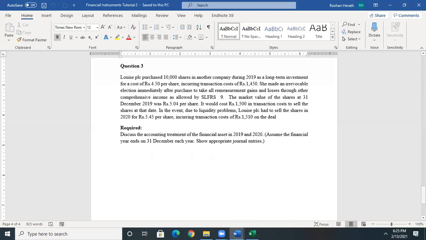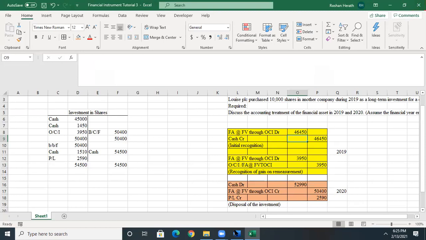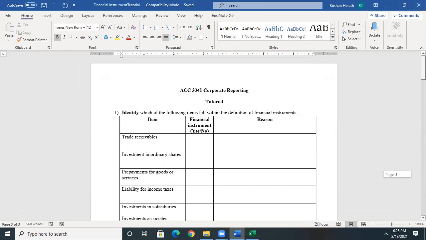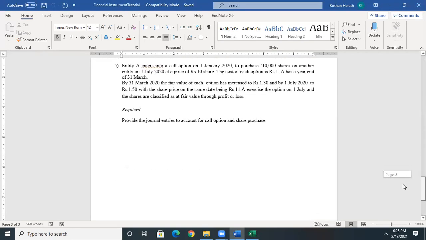Now let us look at the question that we have not discussed in the first tutorial. In the very first tutorial, there was one last question I want to discuss. It's a derivative. So now we are going to start our discussion on derivatives. Let's discuss the derivatives, and then we'll move on to hedge accounting. So that is about today's discussion. Okay, let's look at the final question of tutorial 1.